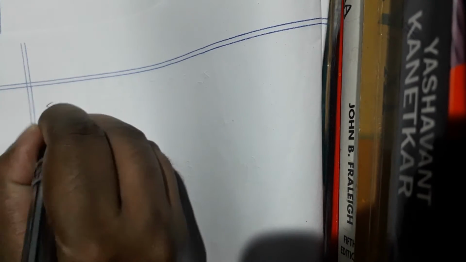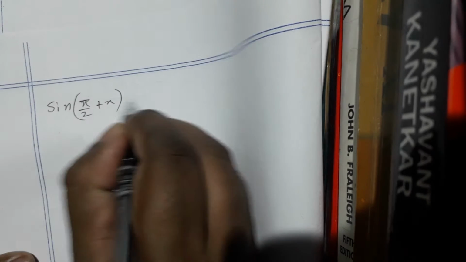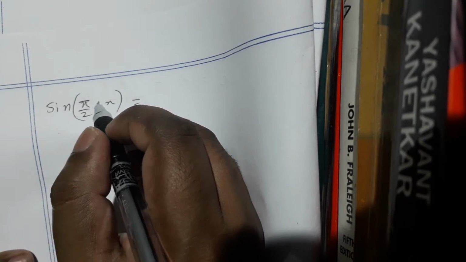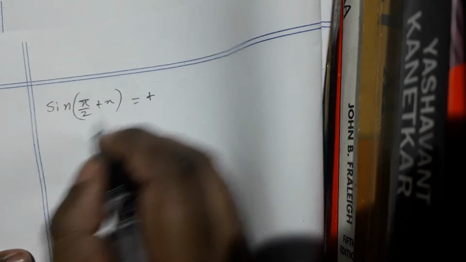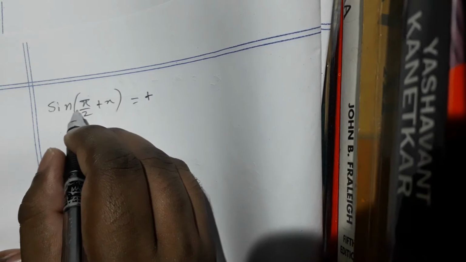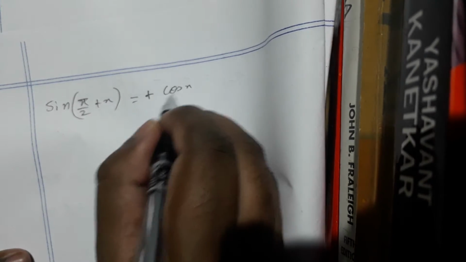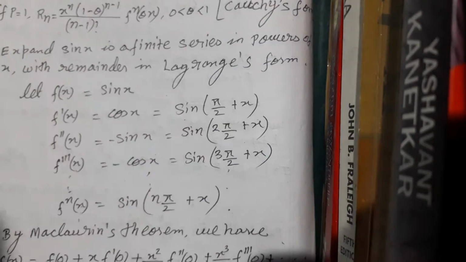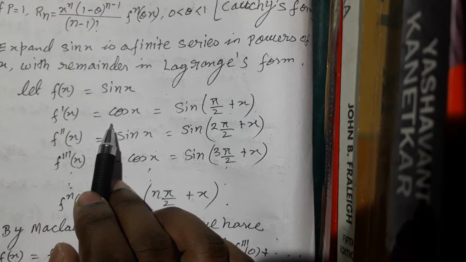So you take here sin(pi/2 + x). It means the angle lies in the second quadrant, where sine is positive, so here we'll get positive. And it is an odd multiple of pi/2, so sine will change to cos, so we have cos x. So in place of cos x, I am writing sin(pi/2 + x), which is equal to nothing but cos x.